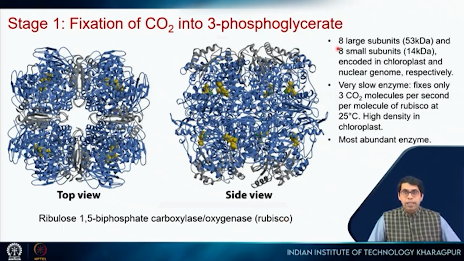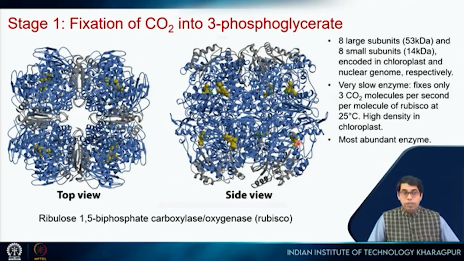This enzyme has 8 large identical subunits. Each subunit is 53 kilodalton in size, and it has another 8 identical small subunits. Each subunit is 14 kilodalton in size. So together it forms a very large protein complex. Interestingly, the large subunits are encoded in the DNA that is present in the chloroplast, so the chloroplast genome, whereas the small subunits are encoded in the nuclear genome, right? So these two proteins are synthesized in 2 different places, and then they come together and are assembled.